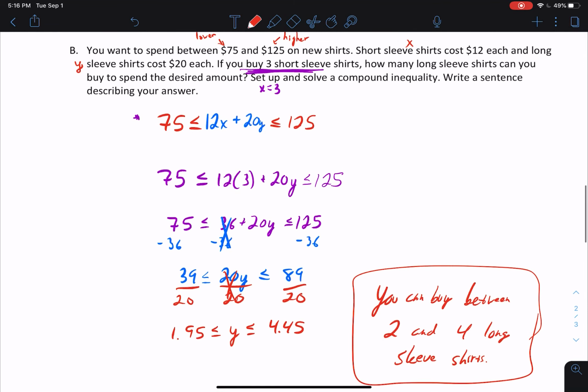Okay, so that's how we take a word problem, interpret it, write it out into a compound inequality, and solve it. Let me know if you have any questions. Other than that, have a great one.